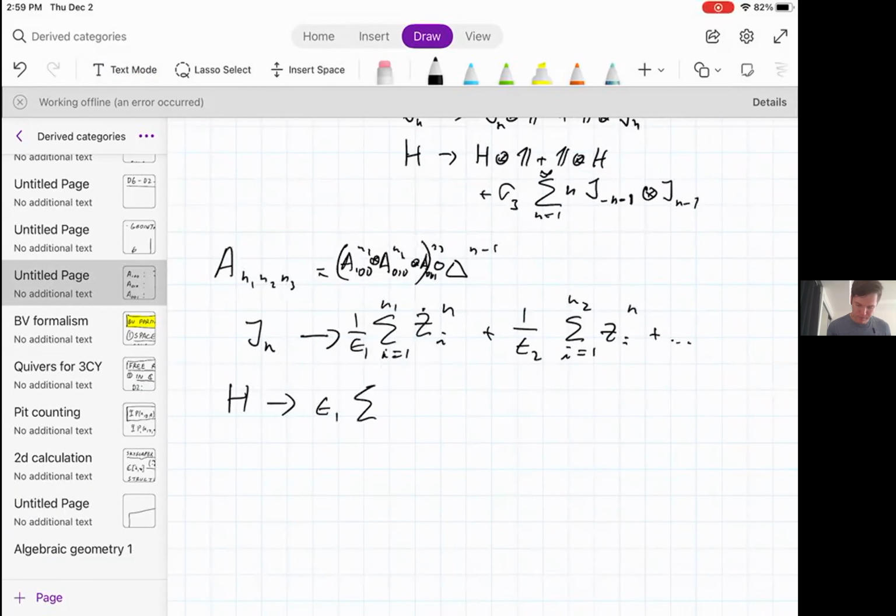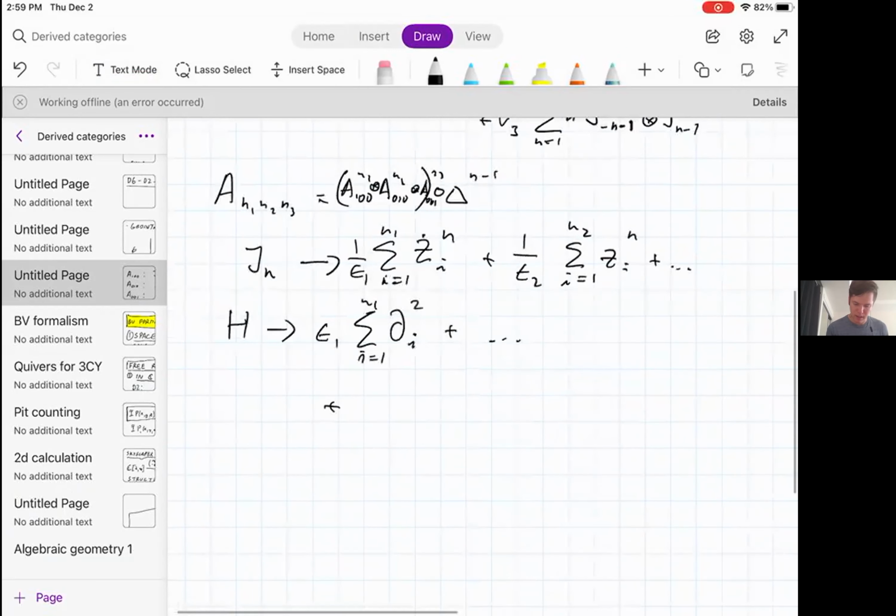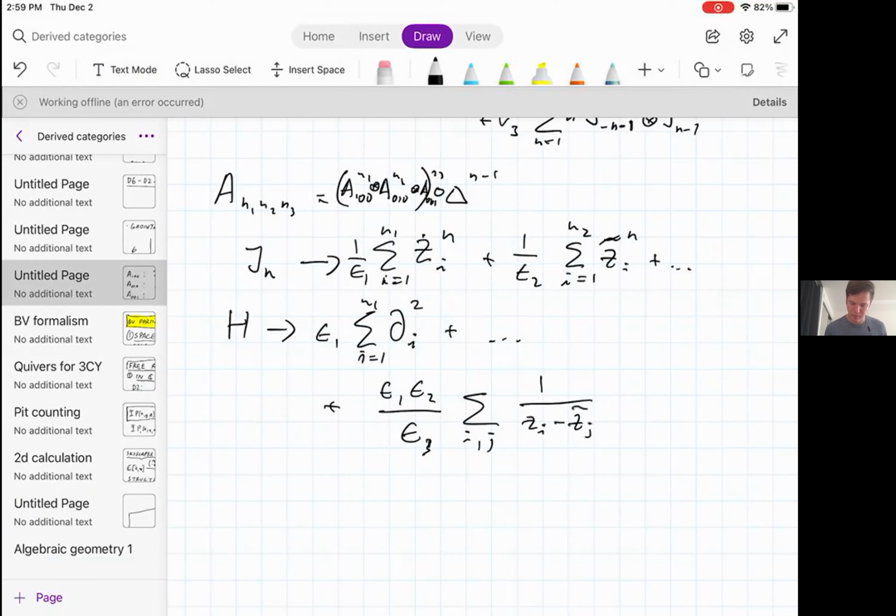So it contains the following plus 3 terms of the following form, and then there will be terms like epsilon 1, epsilon 2 over epsilon 1, epsilon 3, sum over i, j of z_i tilde minus z_j tilde, and a bunch of other terms of the following form. So may I ask you a stupid question?